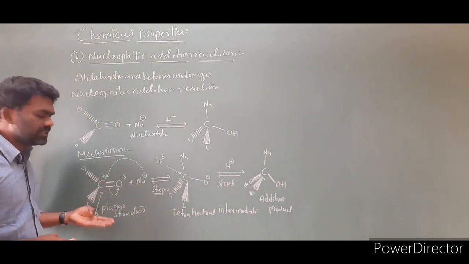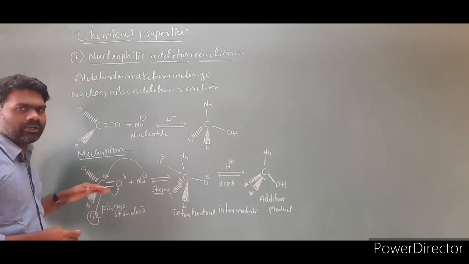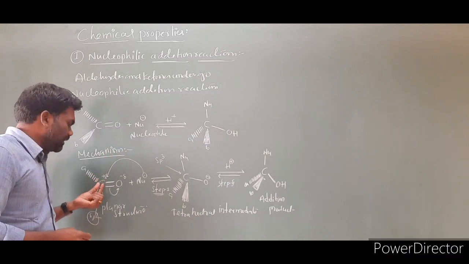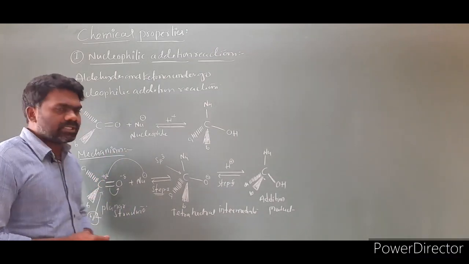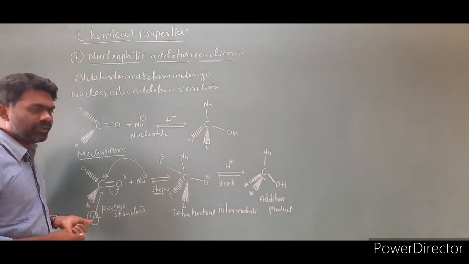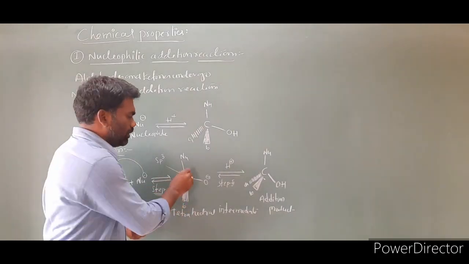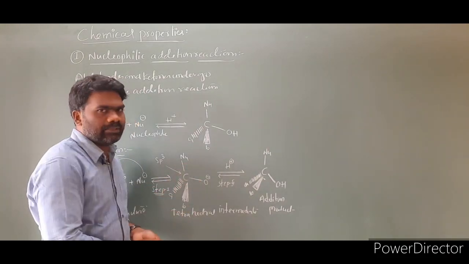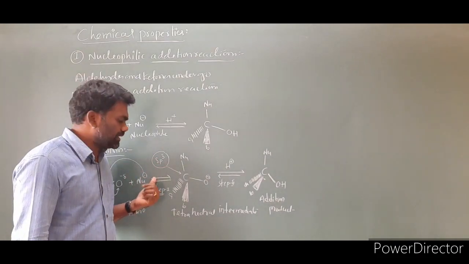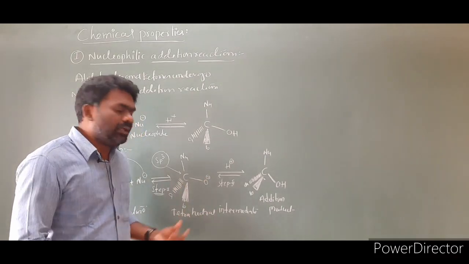This group is a planar structure. The carbonyl oxygen, this A group, this B group and even the carbon are all present in the same plane. Whenever the nucleophile attacks this carbonyl carbon, the planar structure changes to a tetrahedral intermediate, because in the planar structure the carbon is sp2 hybridized, but in the tetrahedral intermediate all are single bonds, 1, 2, 3, 4, and the hybridization is sp3. Due to sp3 hybridization, the shape of the intermediate is tetrahedral.